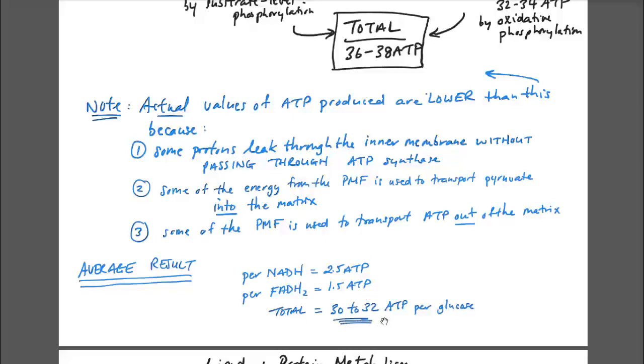So even though a normal NADH is supposed to give us the value of about 3 ATP, on average, it actually gives us more like 2.5 ATP. And every FADH2 is supposed to give us 2 ATP, but on average, they give only about 1.5 ATP. So keep that in mind. Please memorize this number as well. 30 to 32 ATP per glucose is more practical, although this 36 to 38 is ideal. The question you're going to be asked is something along the lines of, why are the actual values of ATP produced lower than the 36 to 38? And you're going to give me these 3 reasons right here.